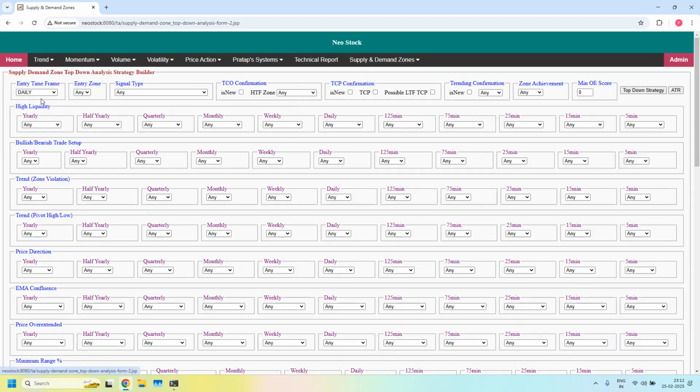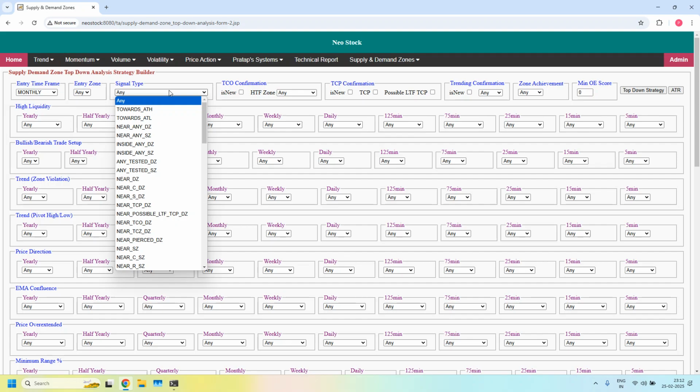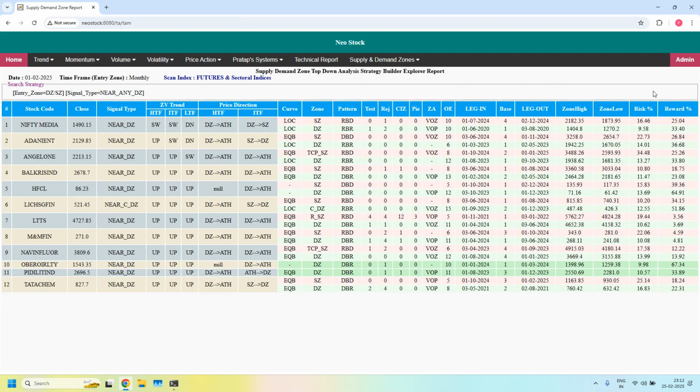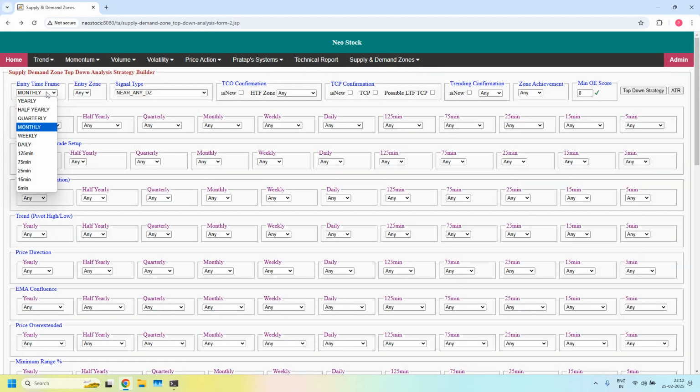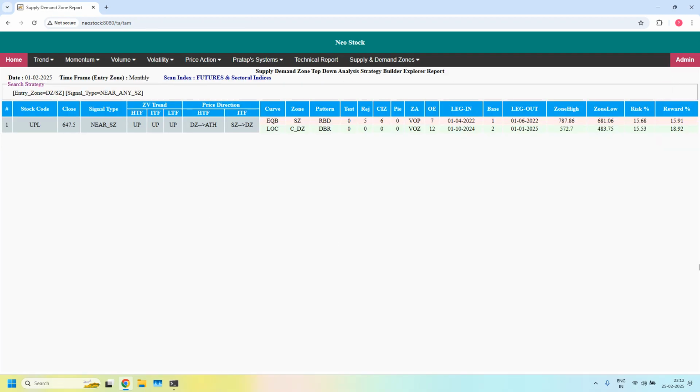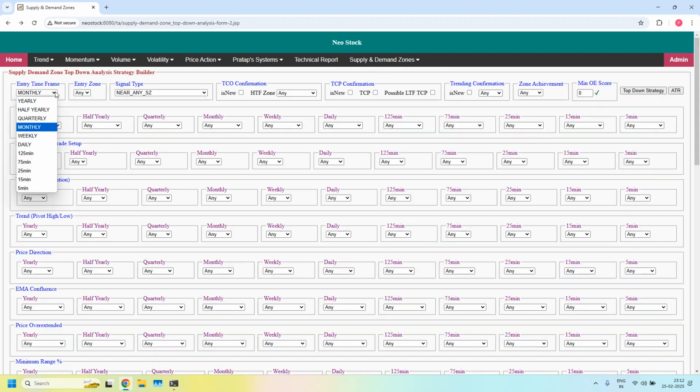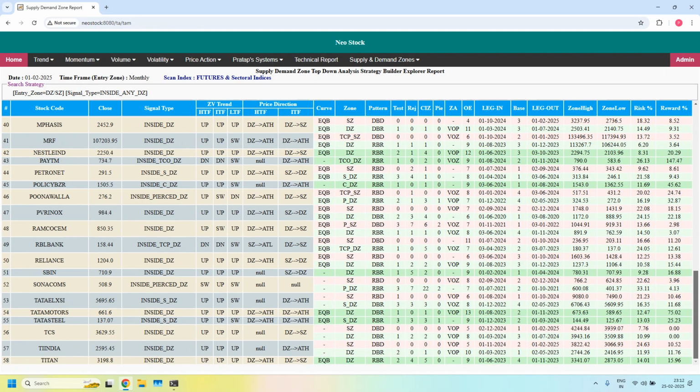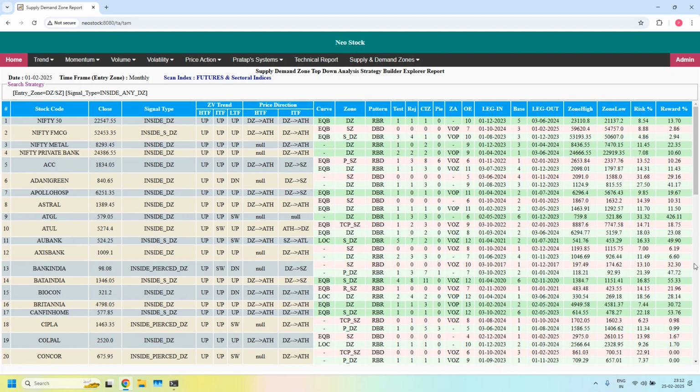Next time frame is monthly. Stocks near monthly demand zone. We got 12 stocks. Next, monthly time frame, stocks near monthly supply zone. We got 1 stock. Next, monthly time frame, price closed inside the monthly demand zone. We got 58 stocks. First 20 stocks in the list. I'm scrolling the list down.